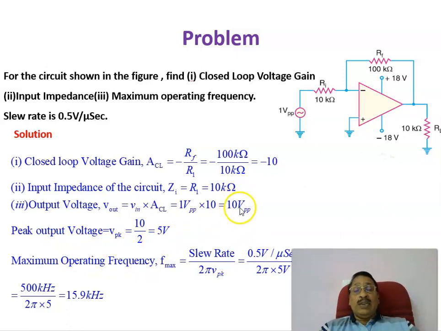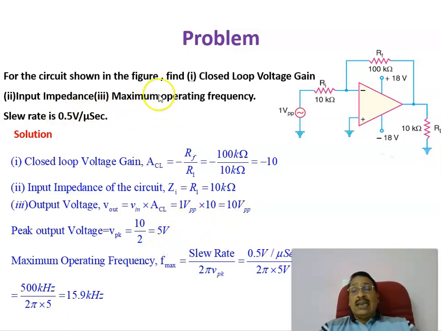So, peak to peak voltage is equal to 10 volt, and the voltage will be changing from plus 5 to minus 5. The total change is equal to 10 volt, so the peak to peak voltage is equal to 10 volt. And here the maximum value of the voltage in one direction is equal to 5 volt.